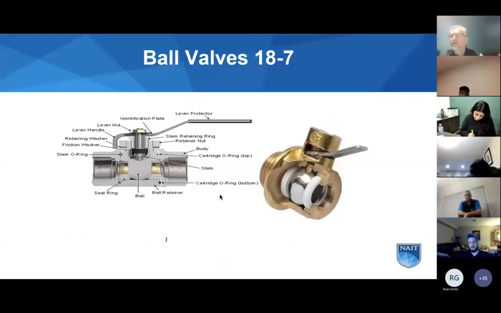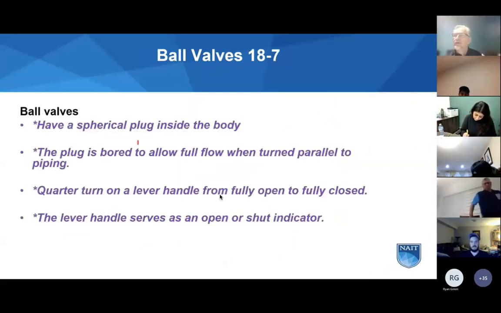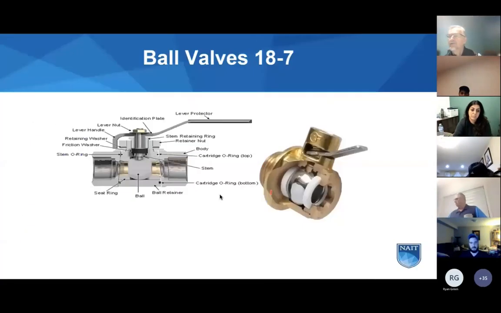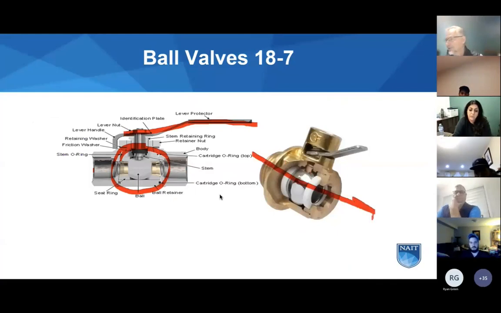Ball valves are kind of universal. We can use them for isolation and we can use them for throttling. They work quite well. They have a round or spherical plug inside the body. So it's called a ball valve, something round inside here. It's got a hole drilled through it. When we turn the handle along the pipe, the valve is open. When we turn the 90-degree quarter turn handle across the pipe, the valve is closed.